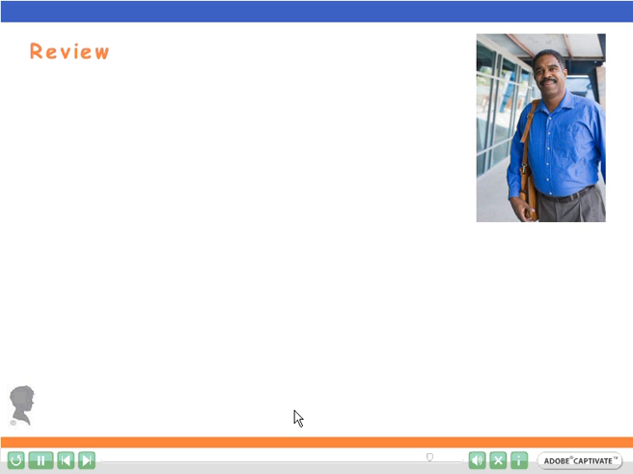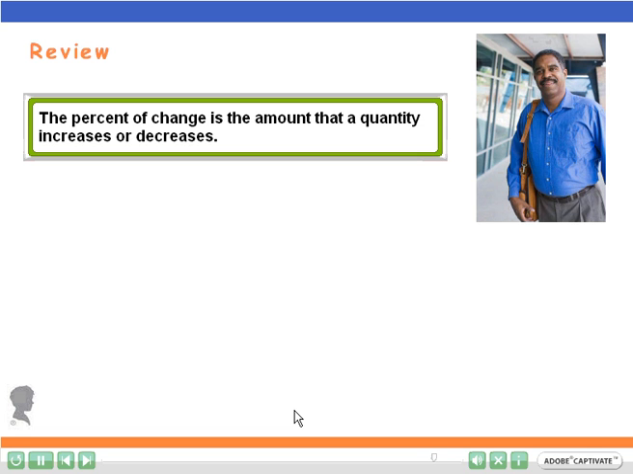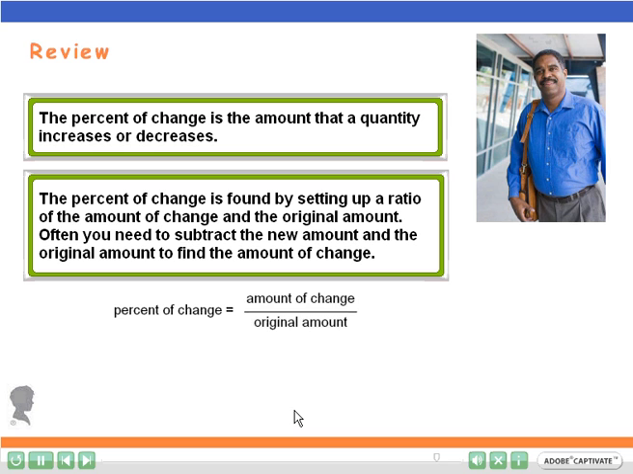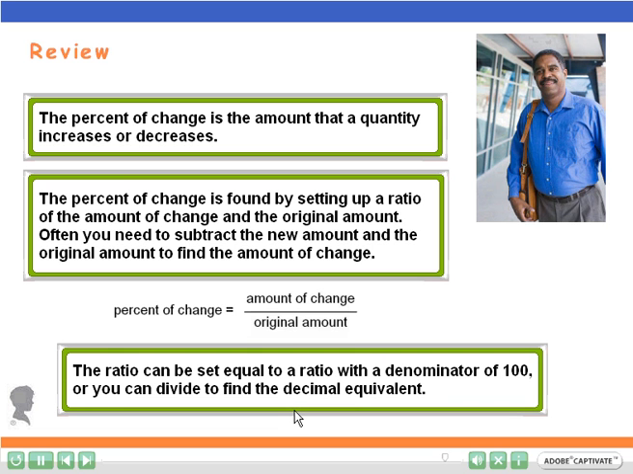The elevator went up 12 floors. You did a great job today learning about percent of change. You learned that the percent of change is the amount that a quantity increases or decreases. The percent of change is found by setting up a ratio of the amount of change and the original amount. Often you need to subtract the new amount and the original amount to find the amount of change. The ratio can be set equal to a ratio with a denominator of 100. Or you can divide to find the decimal equivalent.